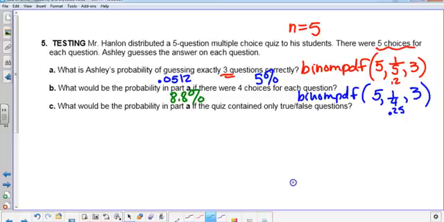Okay. What is the probability in part A if the quiz was all true, false? Still 5 questions. It's not a half, because the probability that she gets 1 right is a half, but the final answer is not a half because she's getting how many right? 3 out of 5.